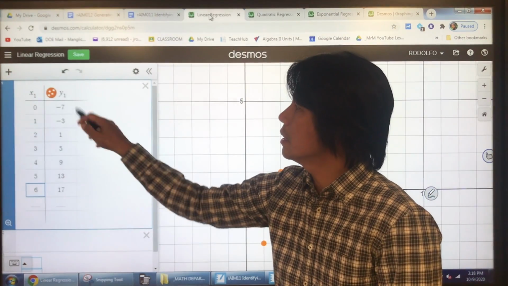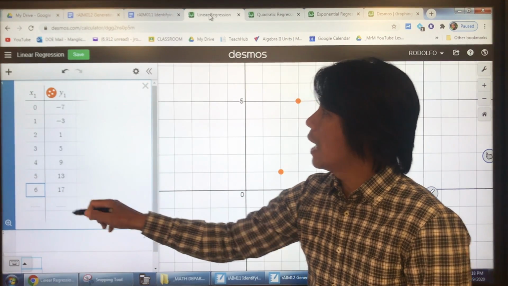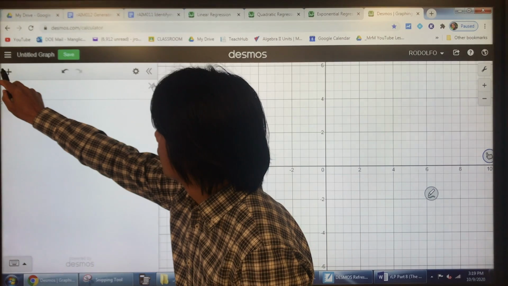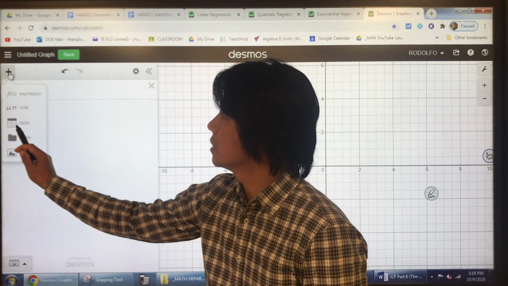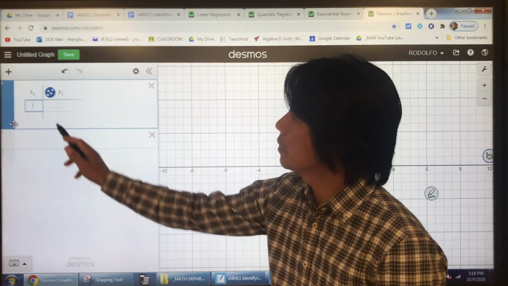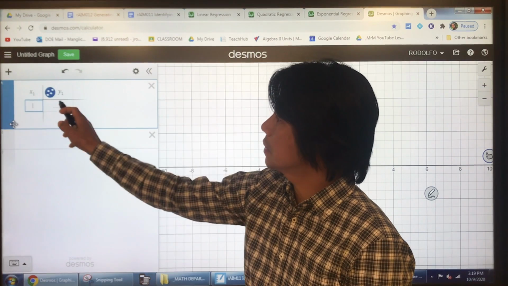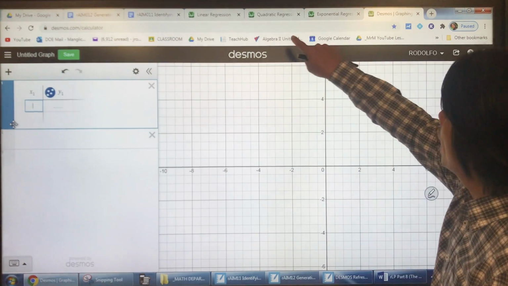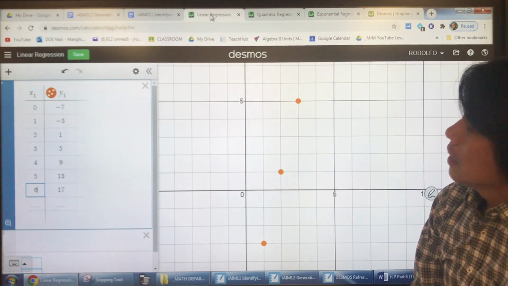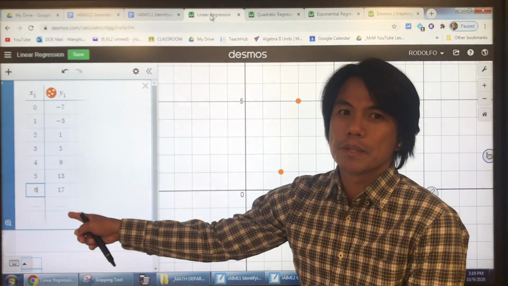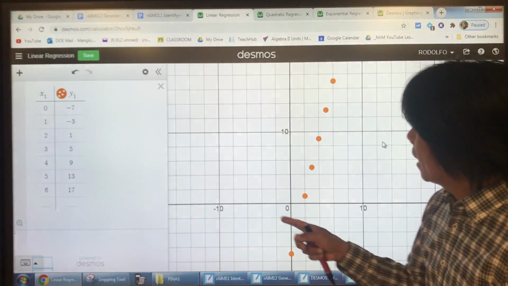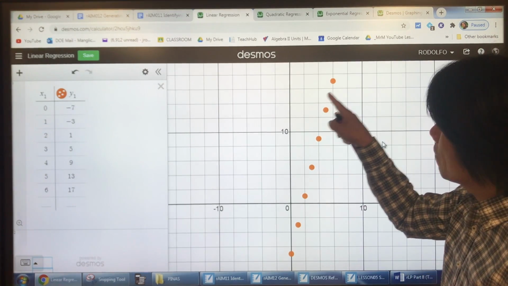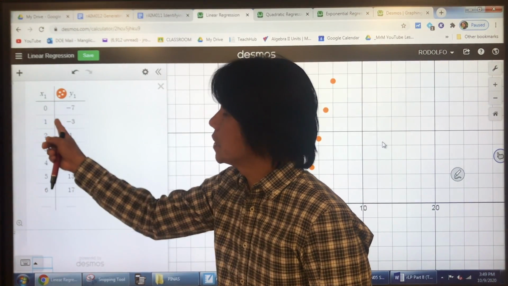You see, I already created a table of values. How did I do that? You see the plus sign there? Click that and the table icon. Now you can type in the x values and the y values on this panel. Going back to that, it's already there just to save time. Now notice that on my grid I have 7 points: 1, 2, 3, 4, 5, 6, 7. I have 7 coordinates here.